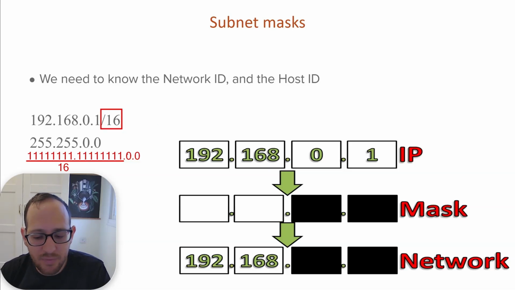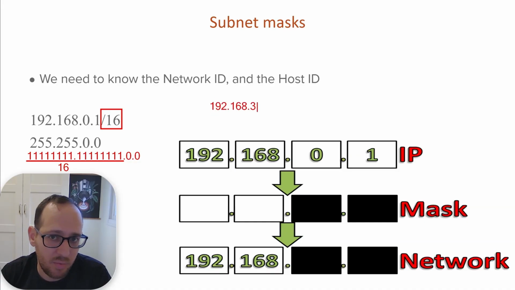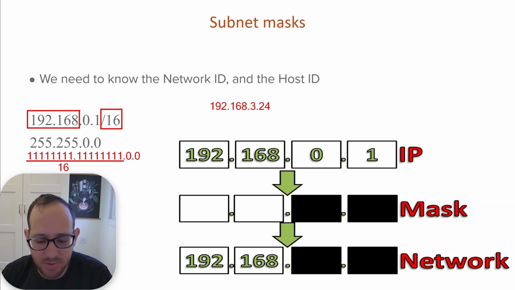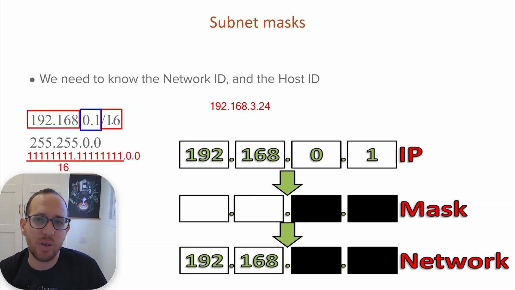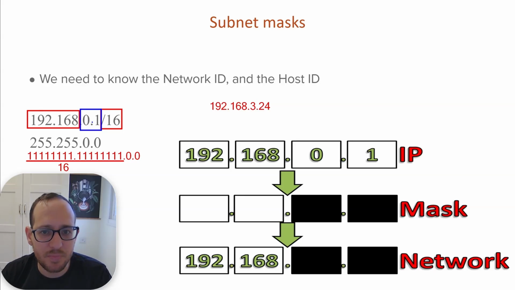So now every address that starts with 192.168, say 3.24, resides within the same network as this address here. So this /16 subnet mask means that this is the network ID, which means this host ID is 0.1. This is host 0.1 within the network 192.168.